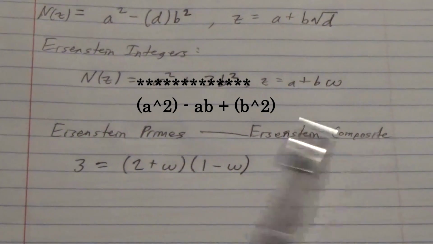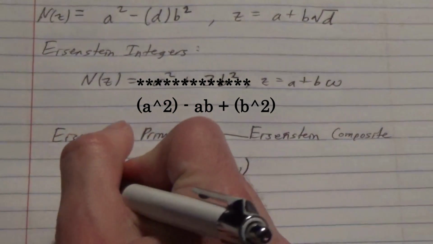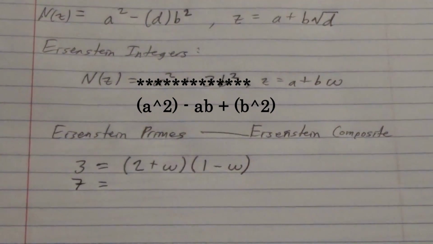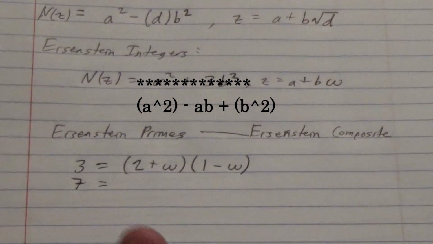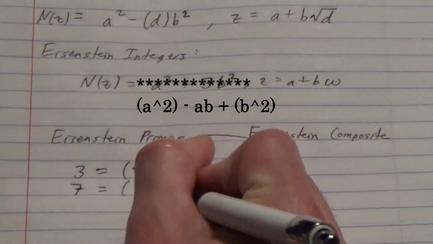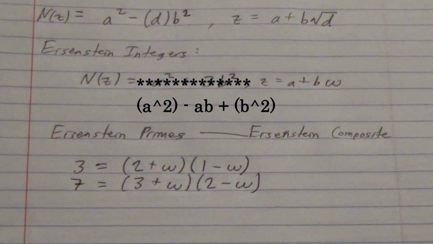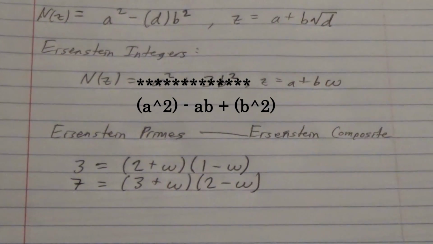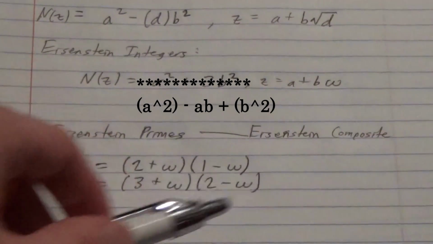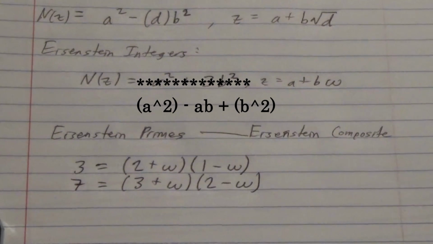Another example, which I have found, is 7, because as it turns out, we can write this as being equal to 3 plus omega times 2 minus omega. You can check both of these with relatively basic arithmetic, just by distributing each term, or if you want to think of it as foiling.